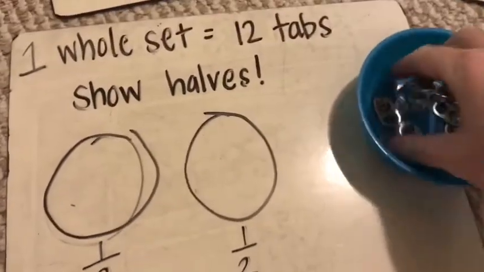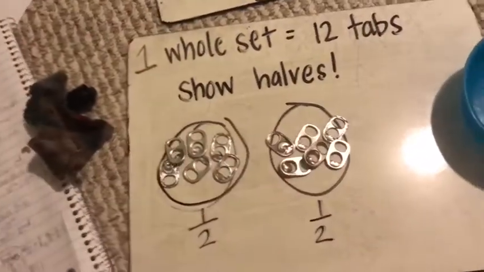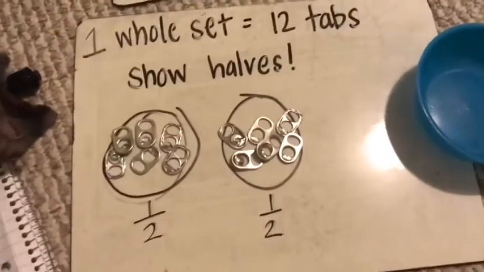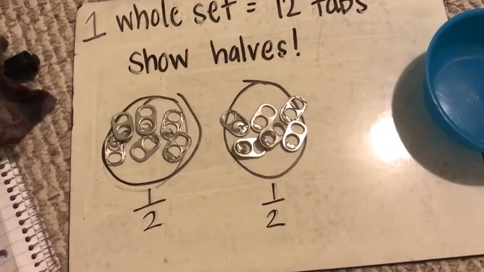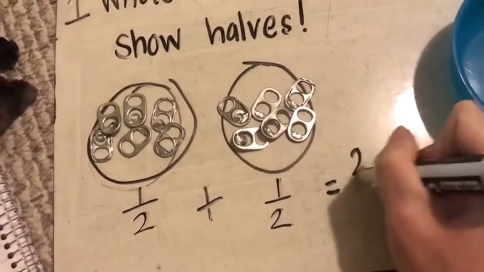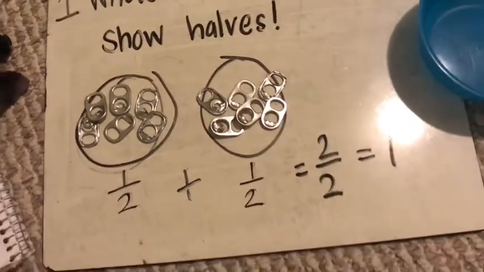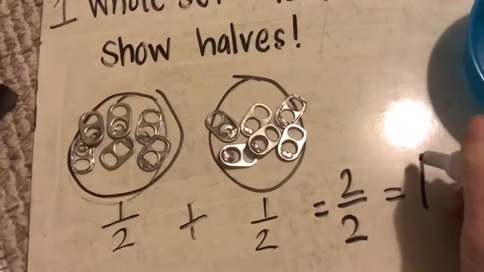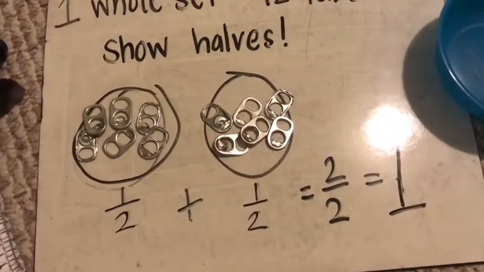So I'm going to deal these tabs out. 6, yep, I got 6 in each set. So that means that half of 12 is 6, right? 1/2 and 1/2 will give me 2 halves. And remember, 2 halves is the same as 1 whole. So let's think about some fractions that I can write to represent 1/2 here.